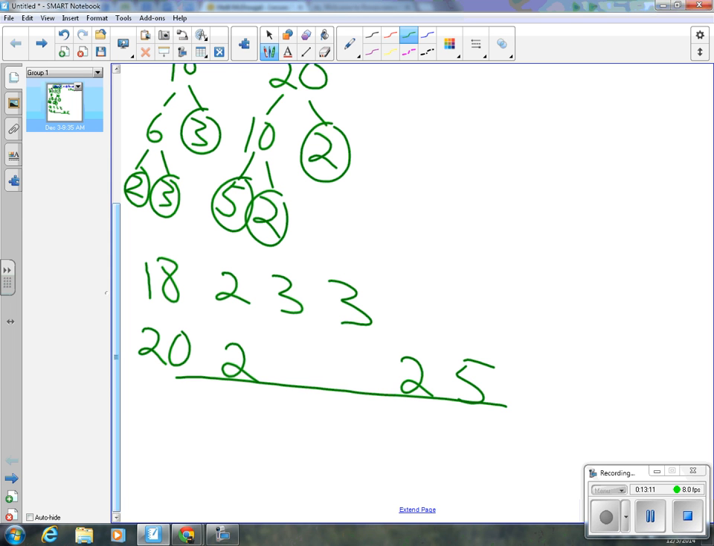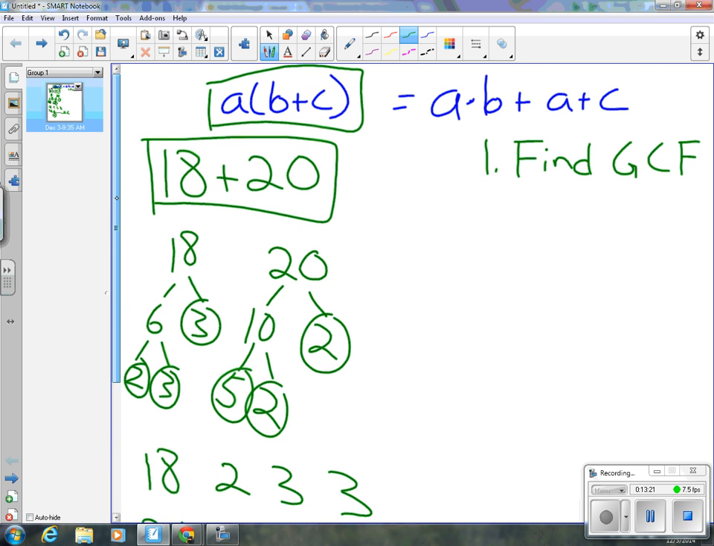So our greatest common factor for this problem is what? 2. That's our greatest common factor. So what we need to do then is our original problem, 18 plus 20, is we need to get the 2 out of there.